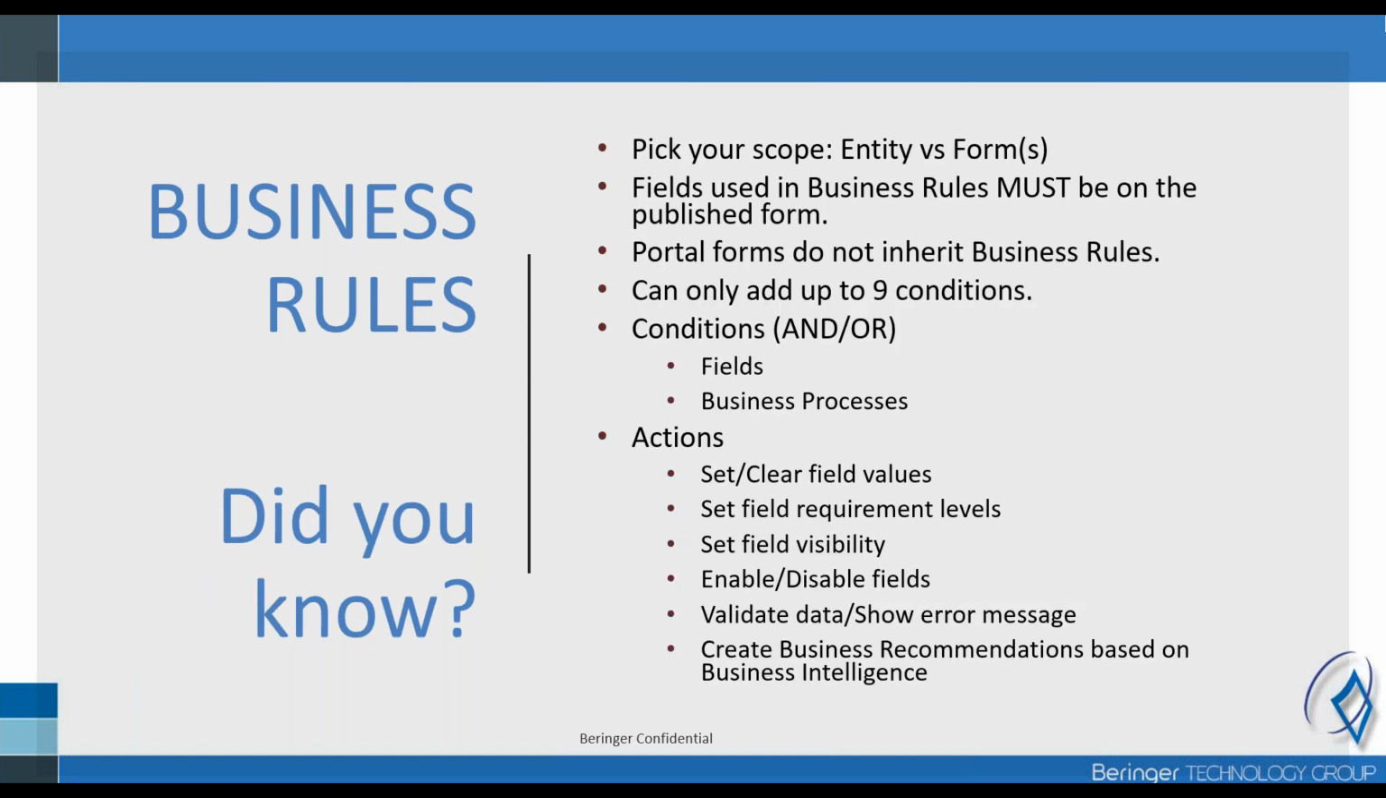Okay. Just some things about business rules. When you set up your business rule, you can pick your scope, and when your scope, you're going to see that you can pick the entity level, or you can pick a specific form, or you can pick all forms. So when you're setting up a business rule, you want to consider your scope. If you pick the entity scope, it is going to run server side. If you pick all forms or a specific form, then your business rule is only going to run client side.